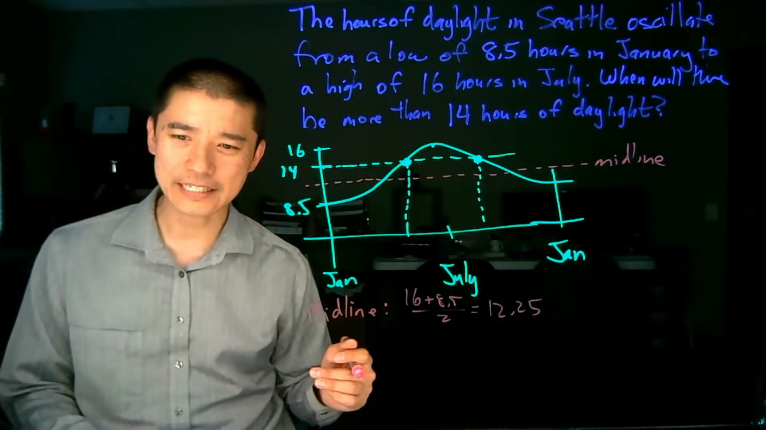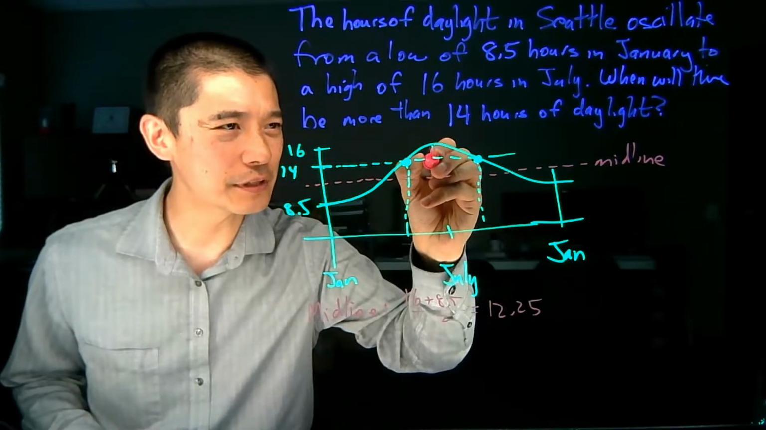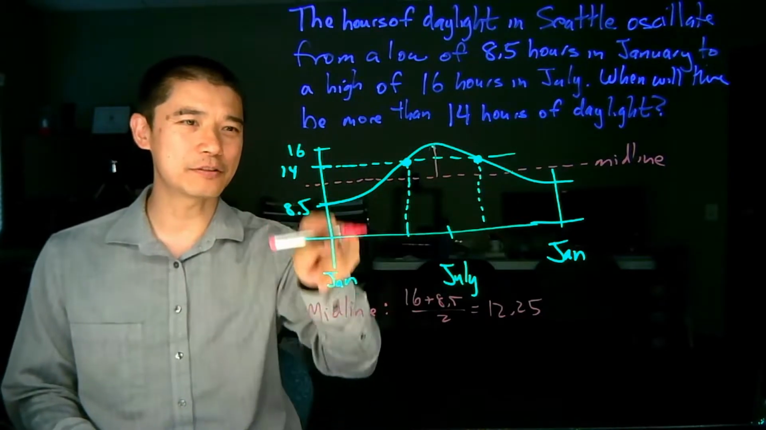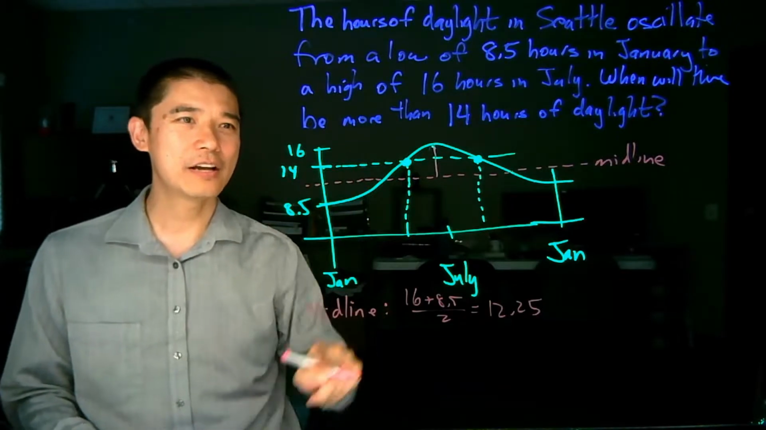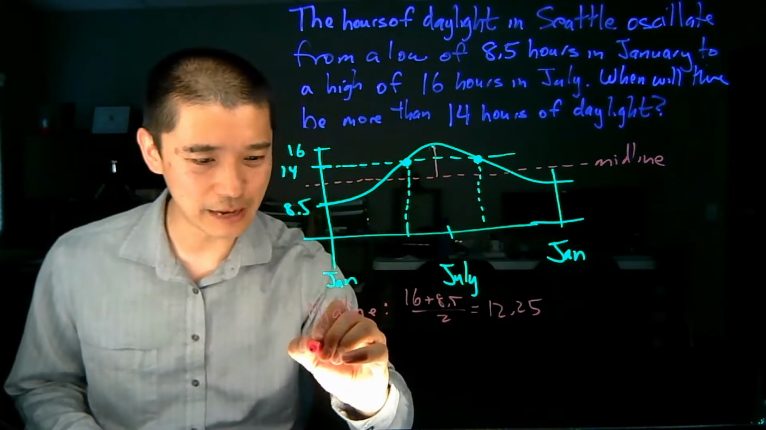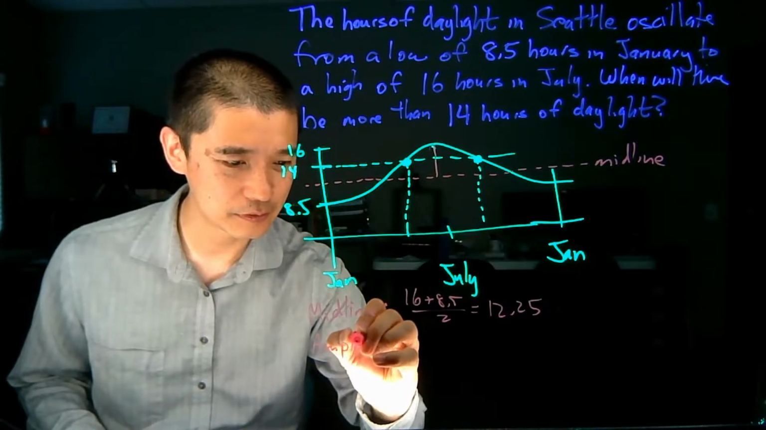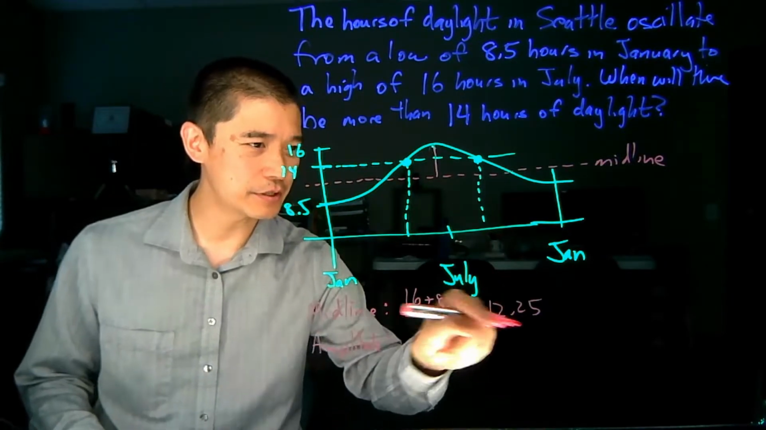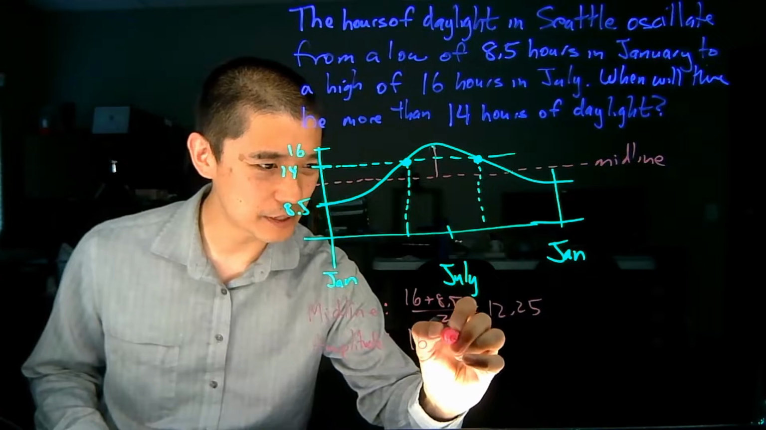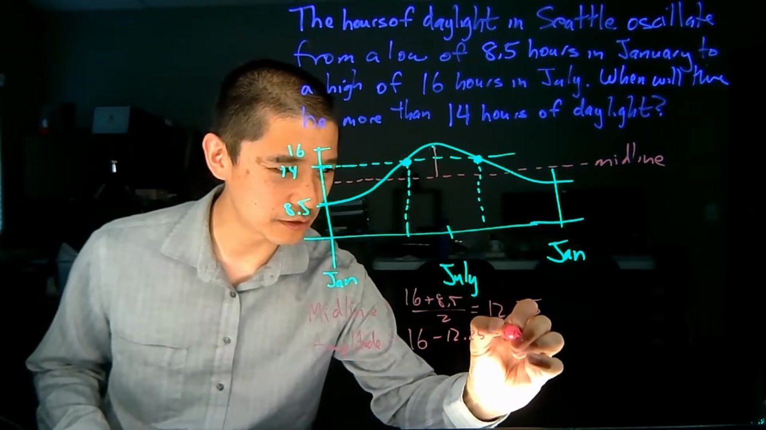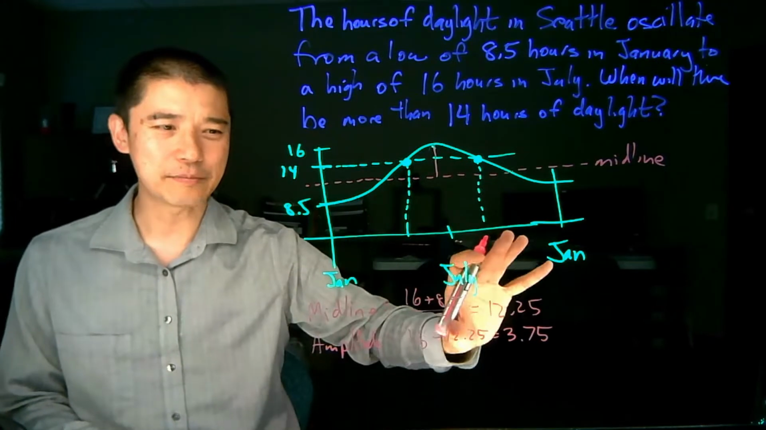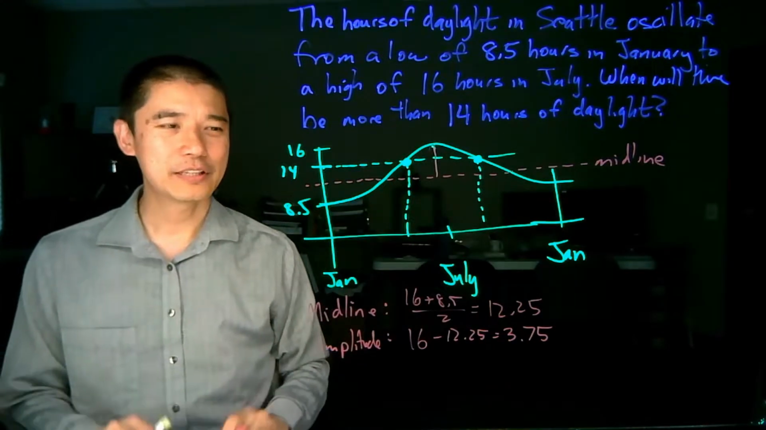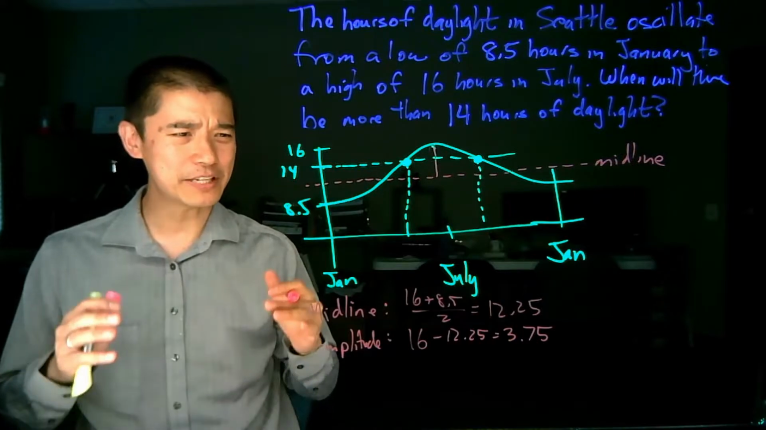Another thing we can get is the amplitude. The amplitude, remember, is the distance from the midline to either the peak, the maximum value here, or the valley, the minimum value there. We'll use the maximum value, so the amplitude is going to be 16 minus 12.25, which turns out to be 3.75. So this is the easy part. Find the midline, find the amplitude. The next part's a little bit trickier because we have to make some decisions.